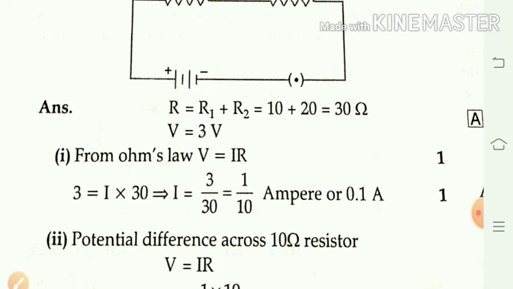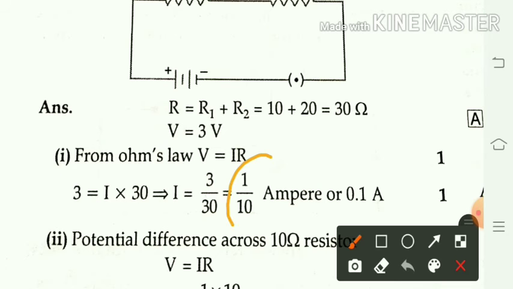From Ohm's law, you can write the formula as V is equal to IR. Putting in these values, the voltage is 3 volt and the resistance R is 30 ohm. In terms of electric current I, we can write I as V by R. So V value is 3, R value is 30. So I is equal to 3 by 30. It becomes equal to 1 by 10, that is 0.1 ampere. So the electric current flowing through the electric circuit when resistors are connected in the series combination is equal to 0.1 ampere.